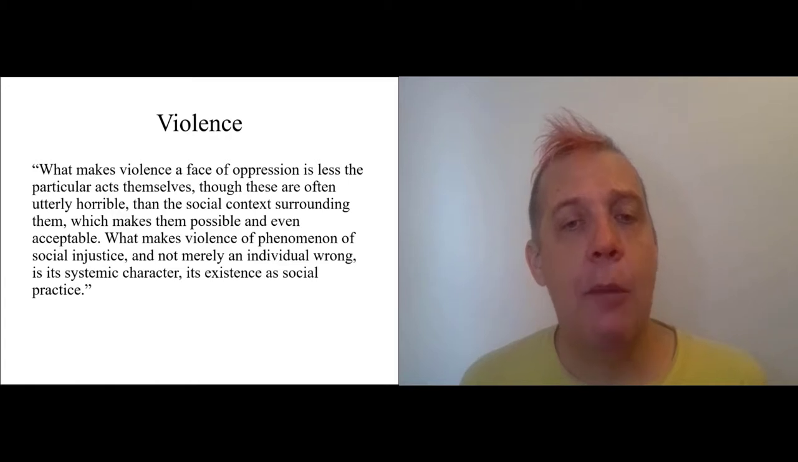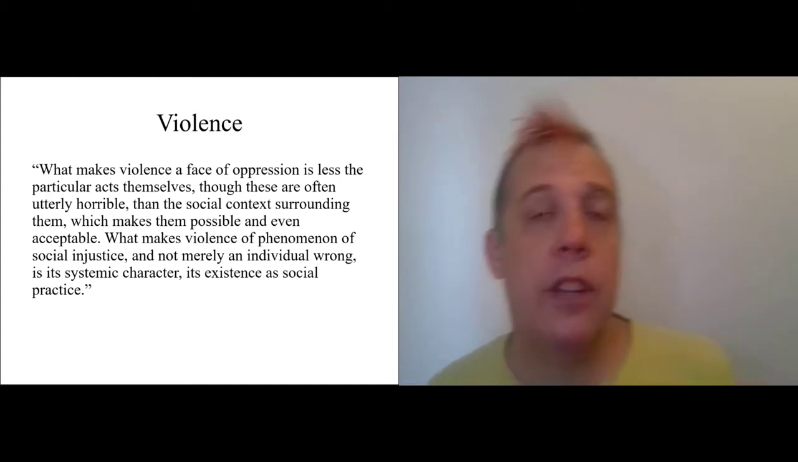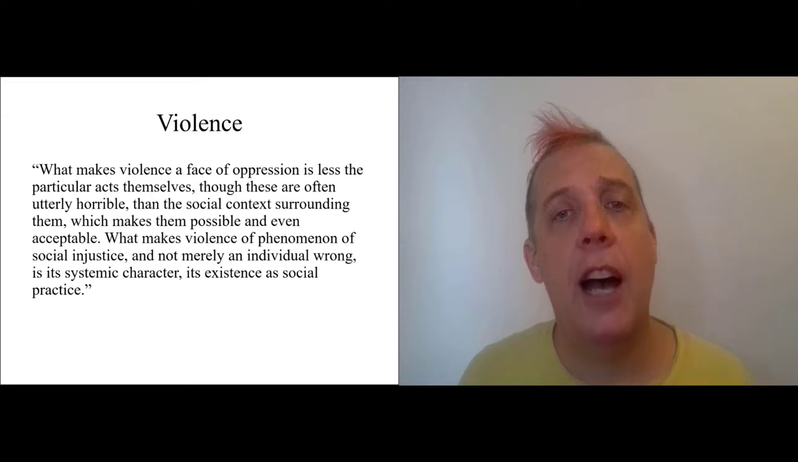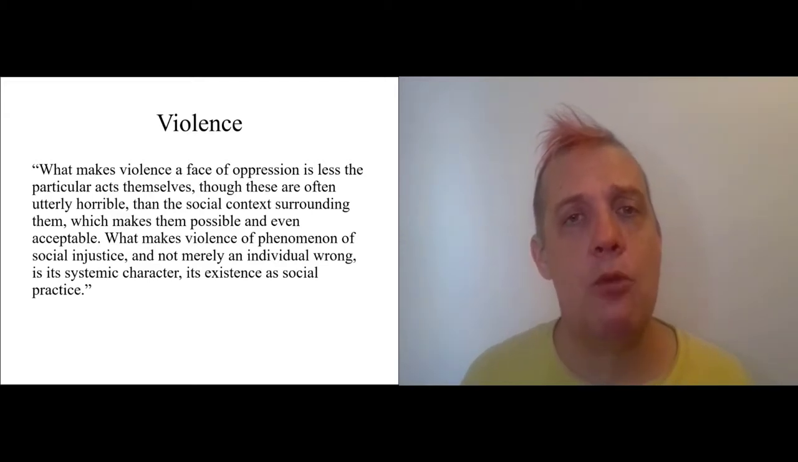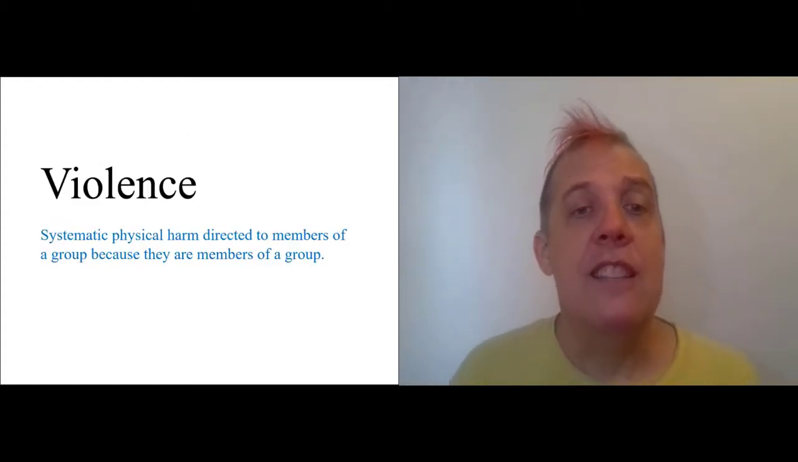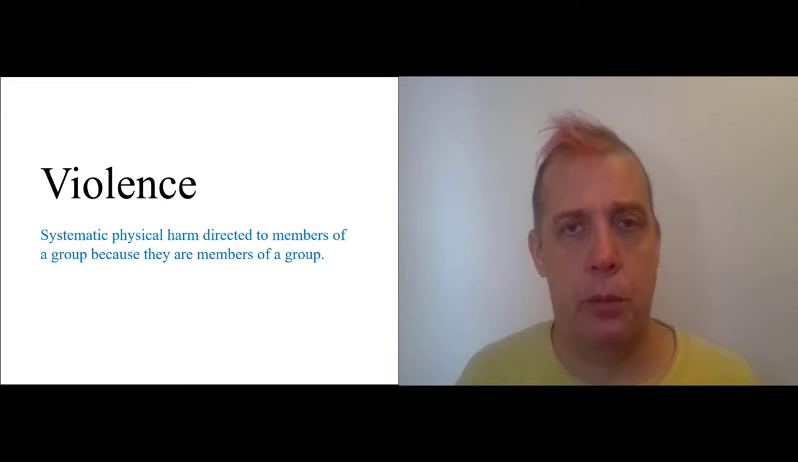So what makes the phenomenon of violence a social injustice and not merely an individual wrong is its systematic character, its existence in a social practice. I should note here that she's not denying that individual wrongs are real, right? I mean, if I decide to arbitrarily punch someone in the face, that's an act of violence and that is an individual wrong. But that is not a structural or systemic wrong, which is her focus there. So, violence: systematic physical harm directed to members of a group because they are members of a group. Pretty straightforward, really.